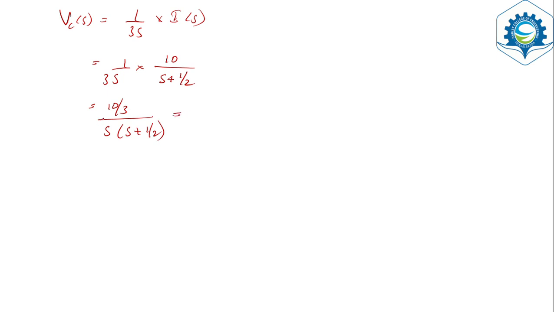So here you need to apply the partial fraction expansion. That will be A by S plus B by S plus 1 by 2. You can find out the value of A and the value of B, and then you can find out the inverse Laplace transform. How do you find out the value of A? You can do it in two methods. I am more familiar with doing it in this method.